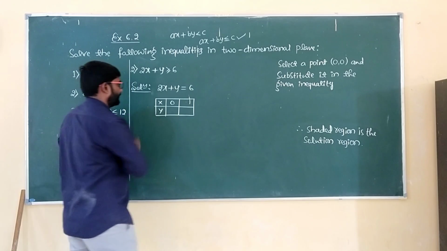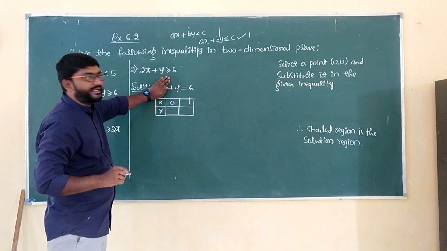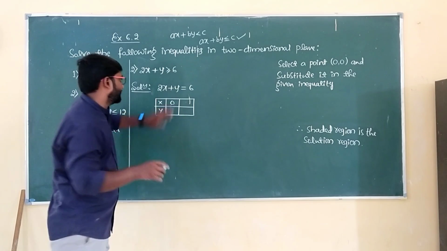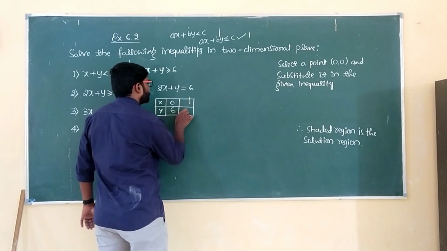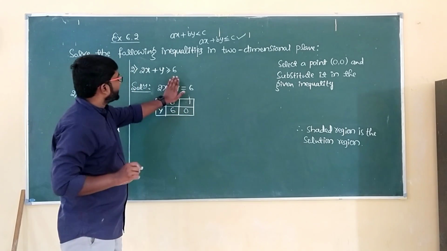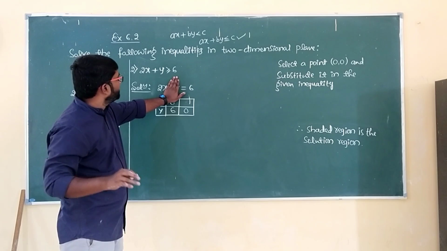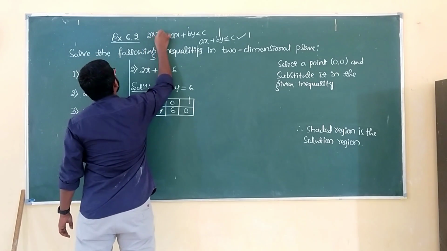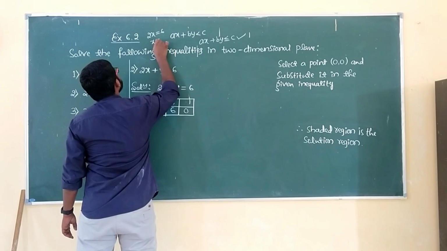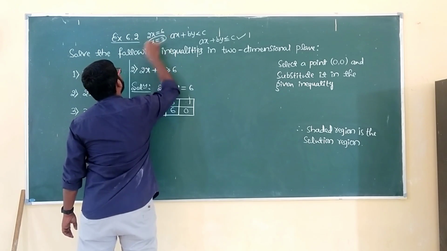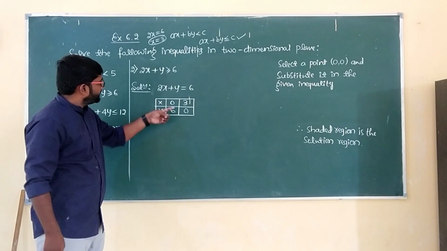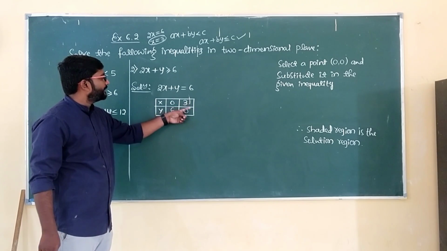When x is 0, this term will be eliminated. 2 into 0 becomes 0. So what do we get now? y equal to 6. Now y is 0. When y is 0, the second term will be eliminated. We get 2x equal to 6. 2x equal to 6 means x will be 6 by 2, that is 3. Value of x is 3 now. So we have got 2 points, 0, 6 and 3, 0.